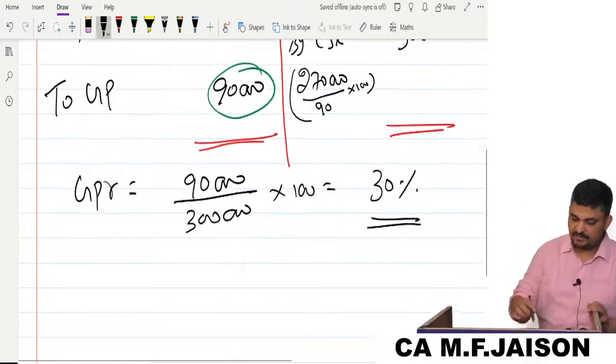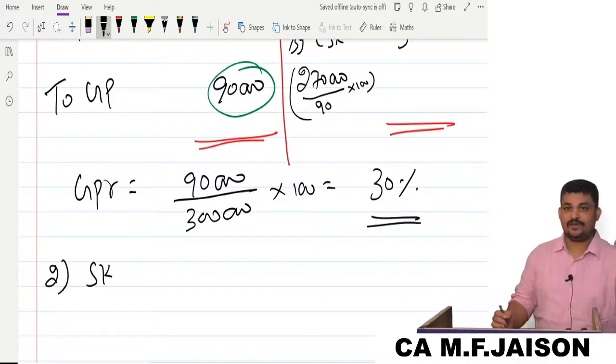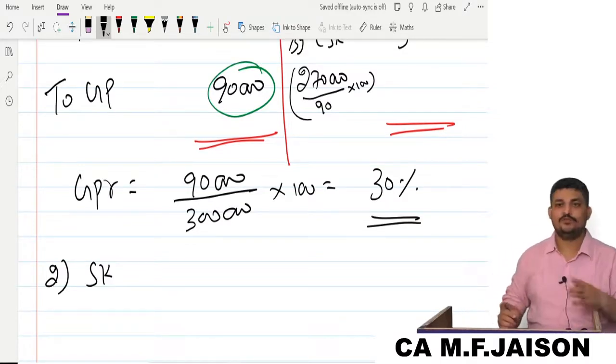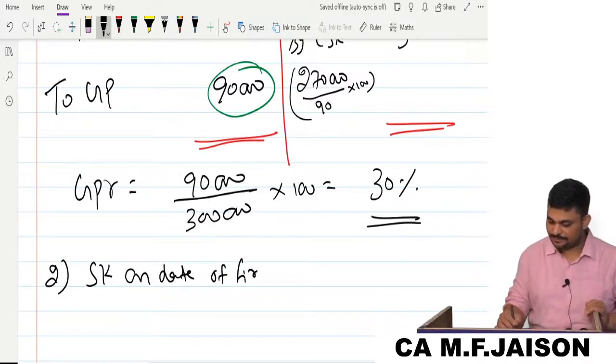So we have computed the GPR. What is step 2? This and all I won't do very slowly. Like the previous problem, it took 1 hour. This will take only 10 minutes because it is a gift problem. But still I am solving it for you with adequate explanation. Step 2 is the stock on date of fire.